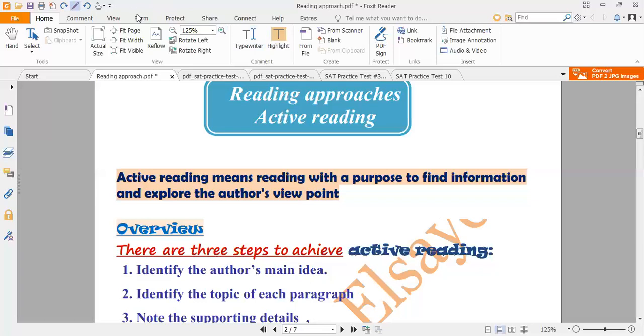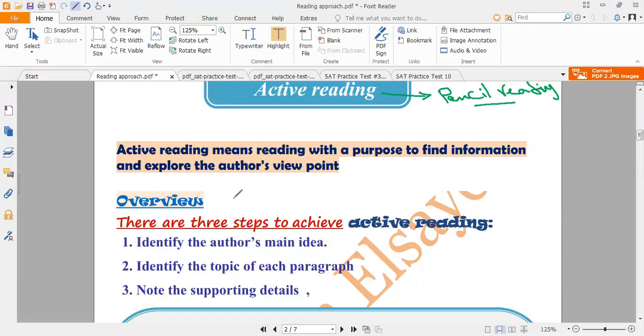فده بيسموه pencil reading. يعني اسمه pencil reading، يعني you are reading and you are holding your pencil and trying to mark or underline the important events that you find in each part of the passage. Okay. طيب. How can we do this active reading? We have 3 steps to achieve active reading.